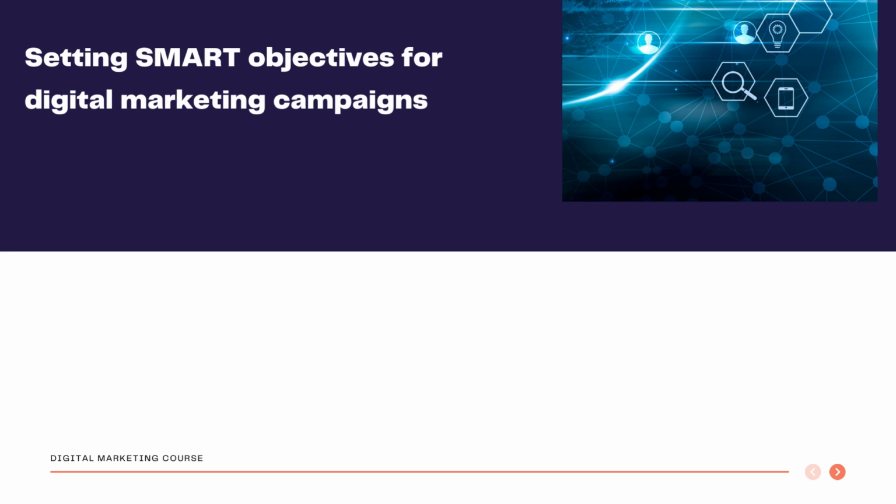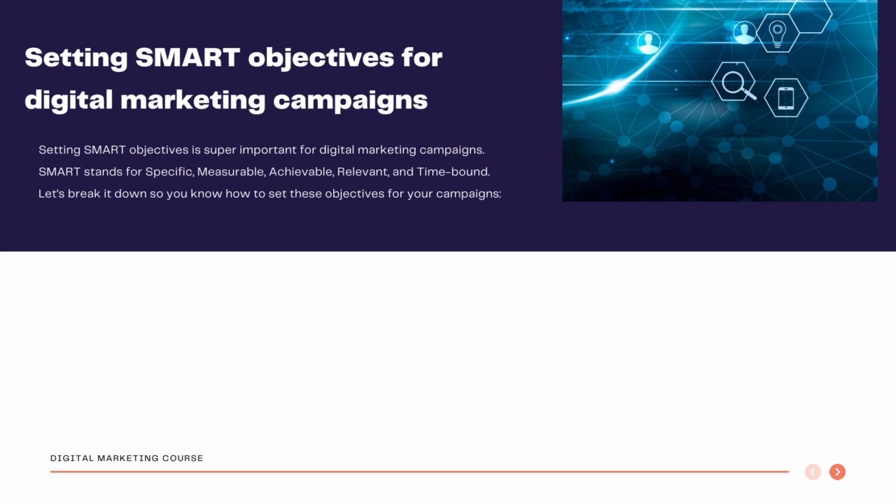Setting SMART objectives for digital marketing campaigns. Setting SMART objectives is super important for digital marketing campaigns. SMART stands for specific, measurable, achievable, relevant, and time-bound. Let's break it down so you know how to set these objectives for your campaigns.